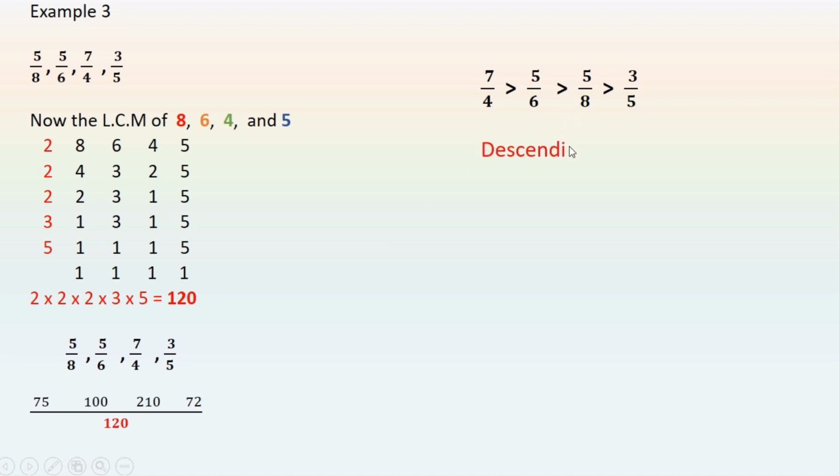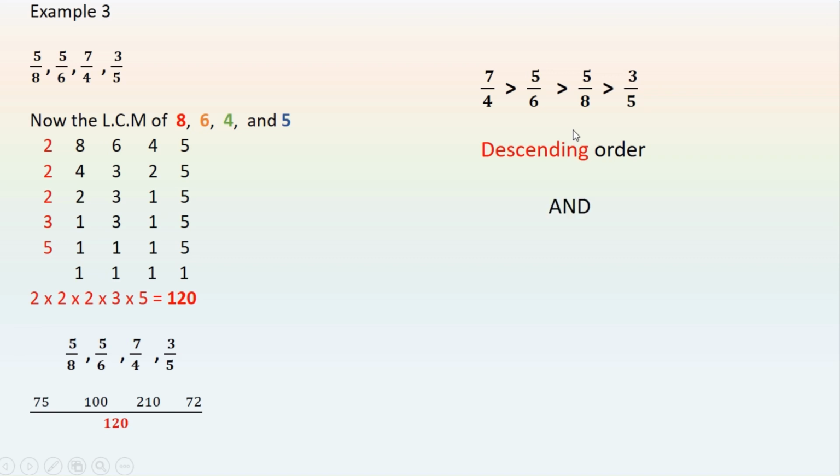Descending order means that you are arranging from the greatest number to the least number. So the greatest number here is 210. That goes in for 7 over 4. The next greater number here is 100, and 100 goes in for 5 over 6. The next one is 75, and 75 goes in for 5 over 8. So this arrangement is called descending order, from the greatest number to the least number.